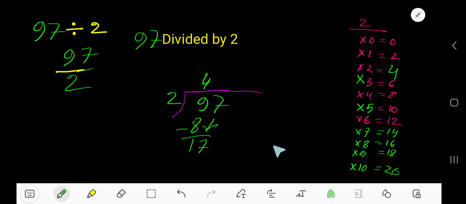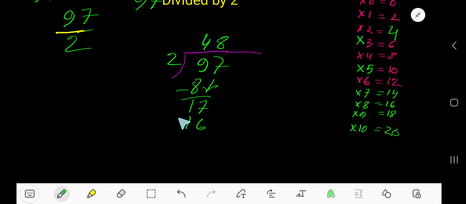2 goes into 17 how many times? 9 times is 18, which is greater, so 8 times. 8 times 2 is 16, right? 16. Subtract, you are getting 1, so your answer is 48, remainder 1.